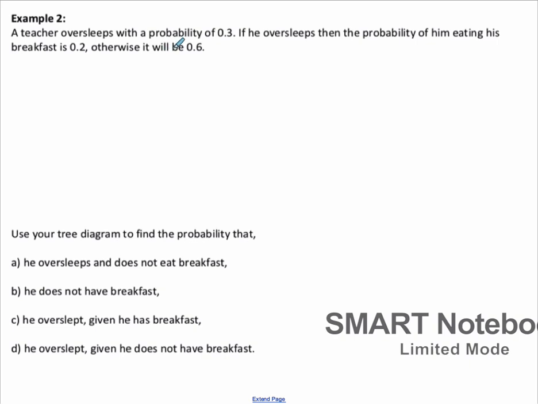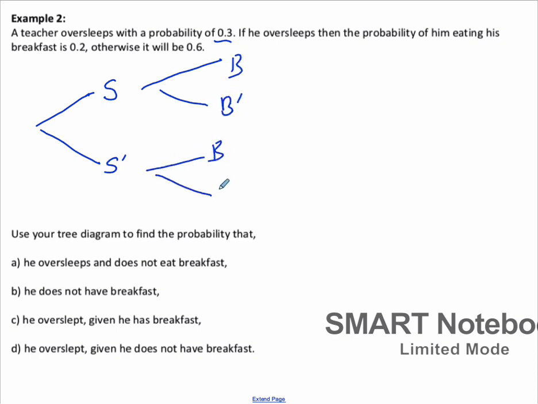The teacher oversleeps with probability of 0.3, so how should we do that? Let's call it S for oversleeps, and then doesn't oversleep. Now we have the probability of breakfast and not breakfast. The teacher oversleeps with probability of 0.3, and that means 0.7 here for doesn't oversleep. Then the probability of him eating breakfast is 0.2, and this one's 0.8. Otherwise, it's 0.6, and this is 0.4. So we have the tree diagram done.